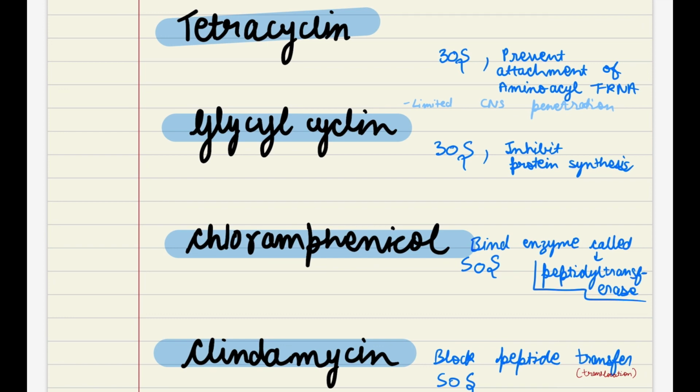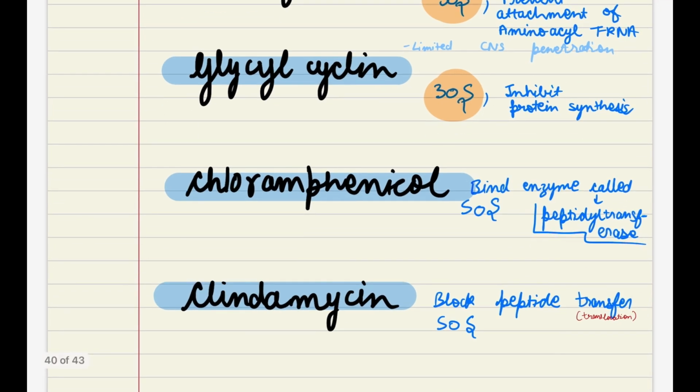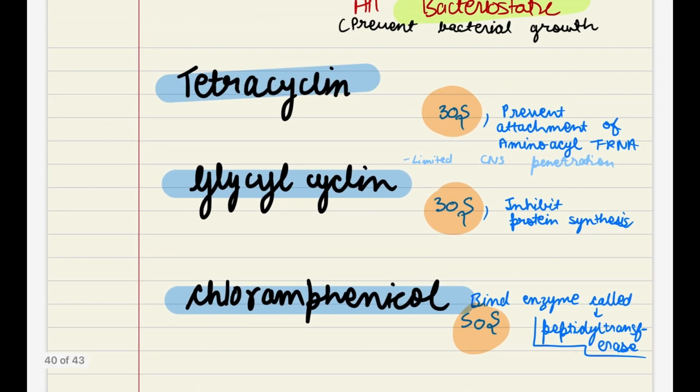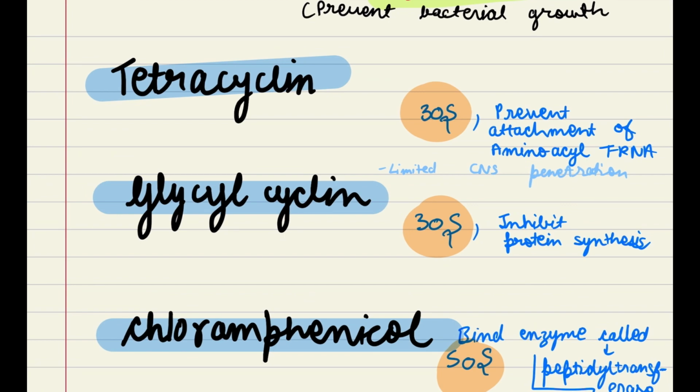All of them, how do they work? They bind to ribosome, but some bind to 30S, some bind to 50S. I want all of you to watch over here. The first two bind to the 30S, the last two bind to the 50S. Now I want to go to each. First of all, the tetracycline, how does it work?